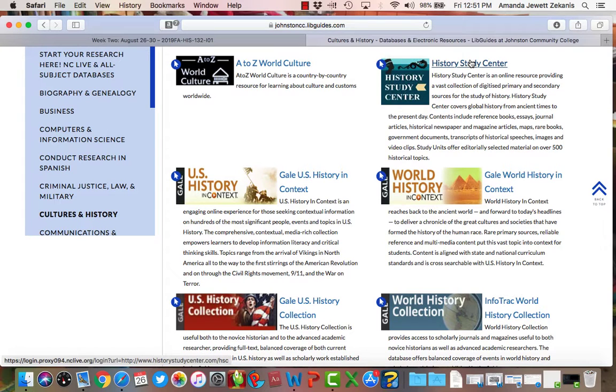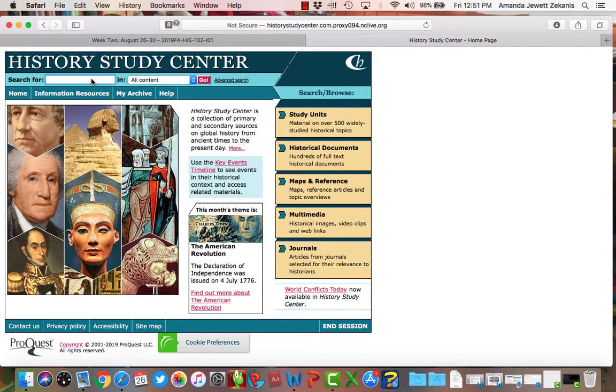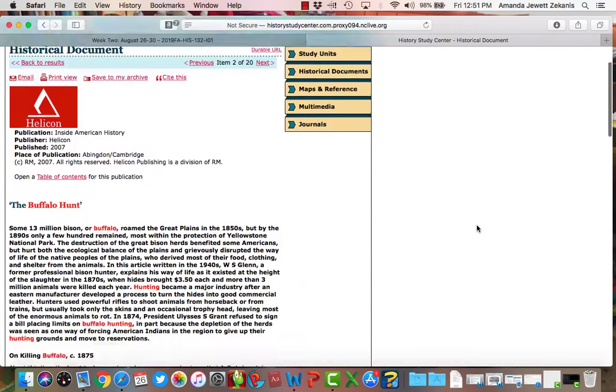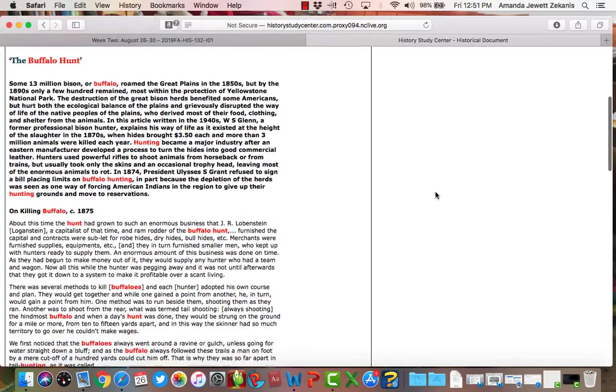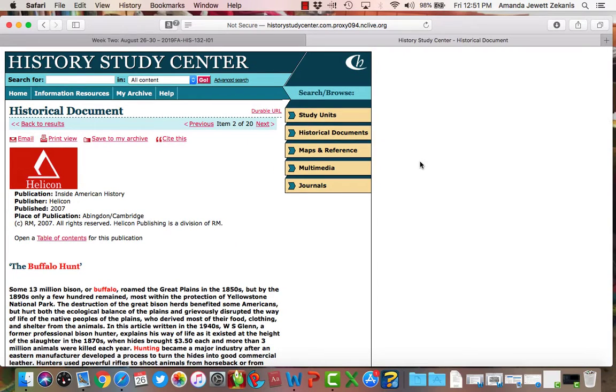Cultures and History on the left here, History Study Center, and then it's going to prompt you to log in with your JCC information. And let's see, I want Buffalo Hunt, so I'm just going to type it in, and I want the historical document because I want a primary document, so I'm going to select historical documents from the pull-down menu. Go! It's got an exclamation point, so it's really exciting. The Buffalo Hunt, Inside American History, and there, kablamo, is your document. Yay!